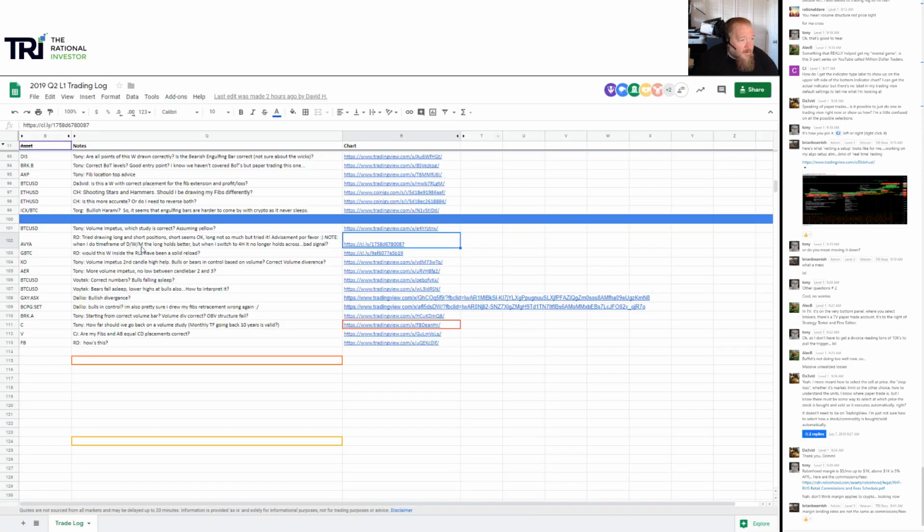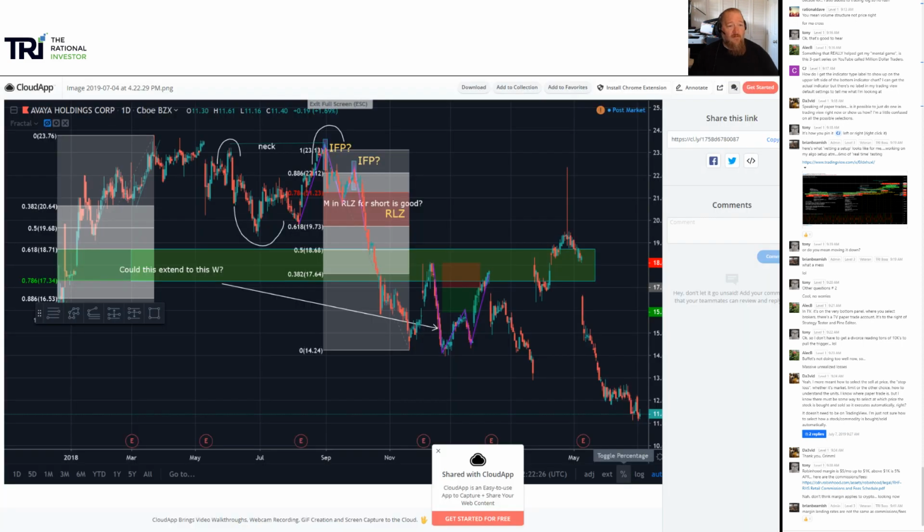All right, what do we say here? Tried drawing long and short positions. Short seems okay, long not so much, but tried it. Advisement note: when I do time frame of daily, weekly, monthly, the long holds better, but when I switch to the 4 hour, it no longer holds across. Bad signal. Previous move there. What is this? This is a daily.